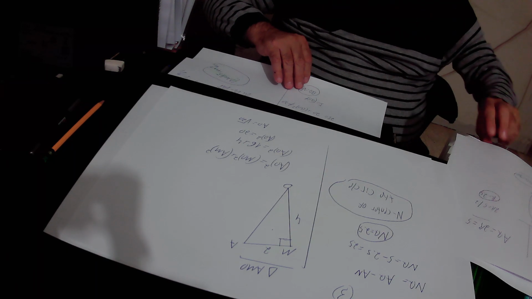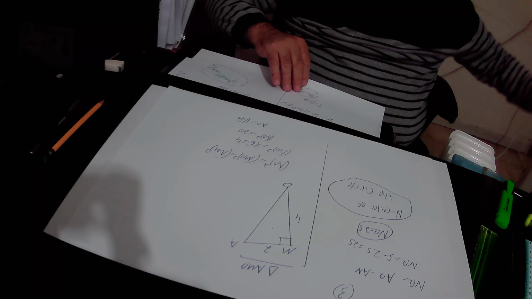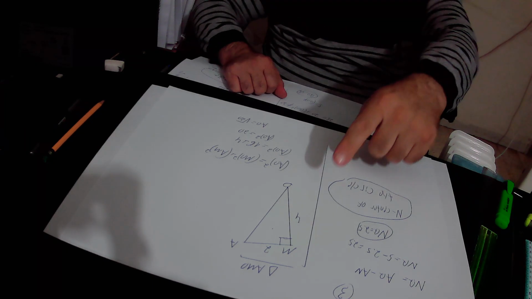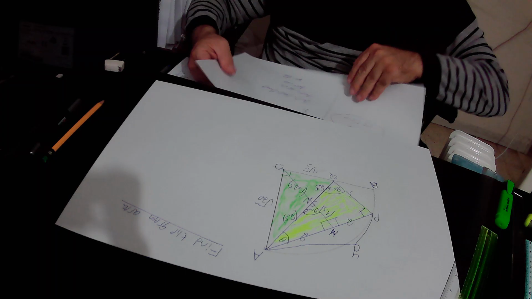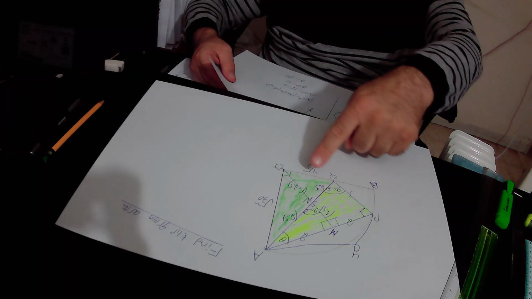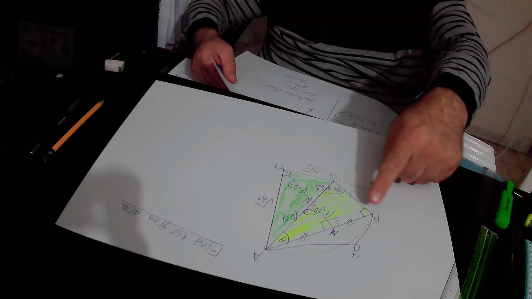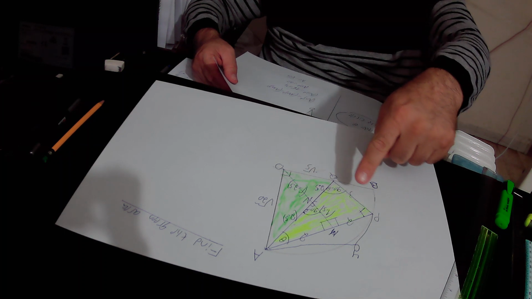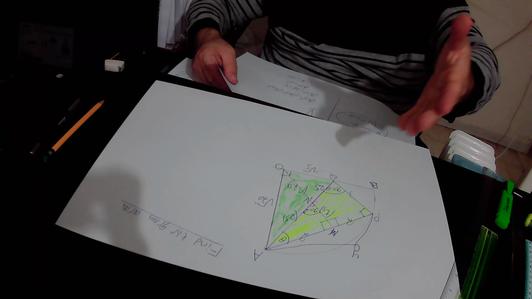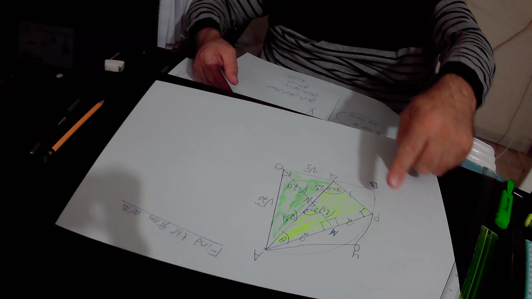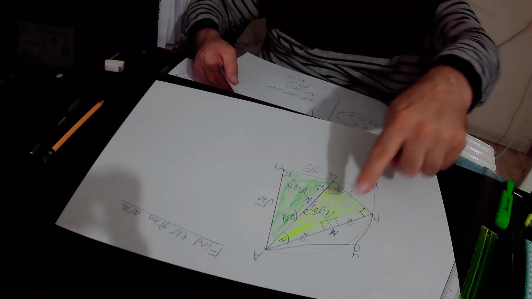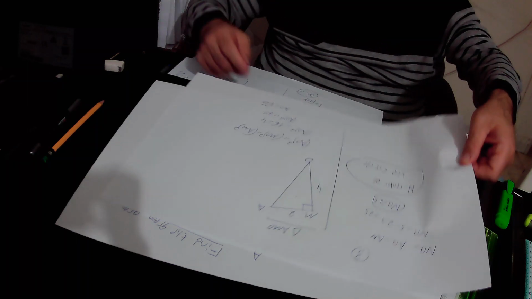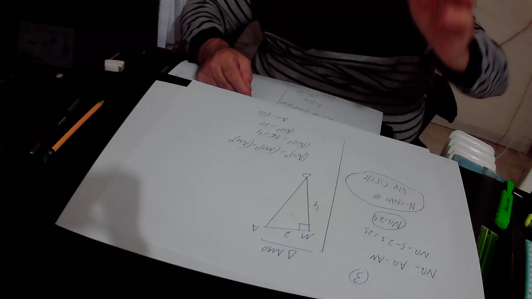and we implemented the Pythagoras theorem. MO equals MN plus NO. MN equals 1.5, NO equals 2.5. 1.5 plus 2.5 is 4. So MO equals 4, AM equals 2.